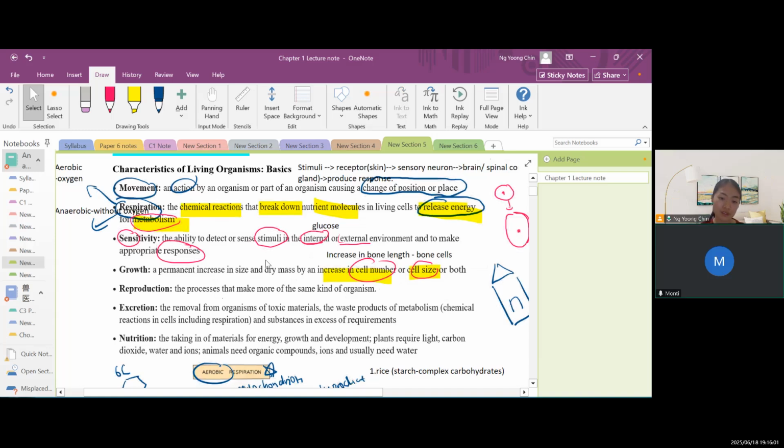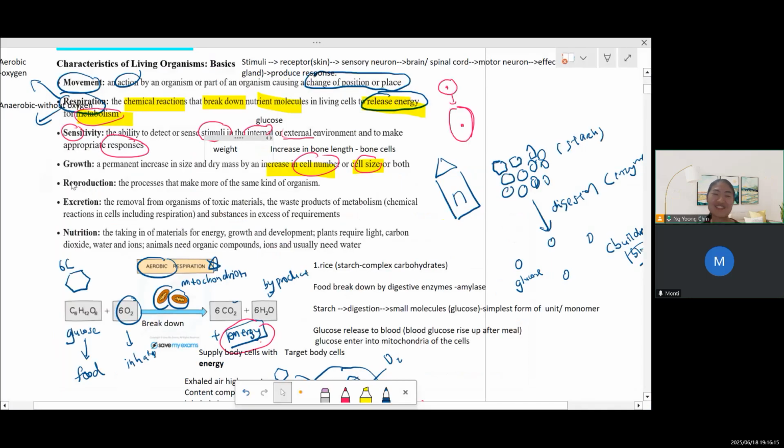How does the cell number increase in the bones? You mean how cell number increases? Yeah, like multiplying in the bones. Very good question. We will talk about that in the next topic, which is reproduction. Cells are able to increase in their number by reproduction. Reproduction is a process of making more of the same kind of organism. So it's basically like when your cell is doing reproduction: from one Monty, you produce 2 Monty, 4 Monty, 8 Monty.